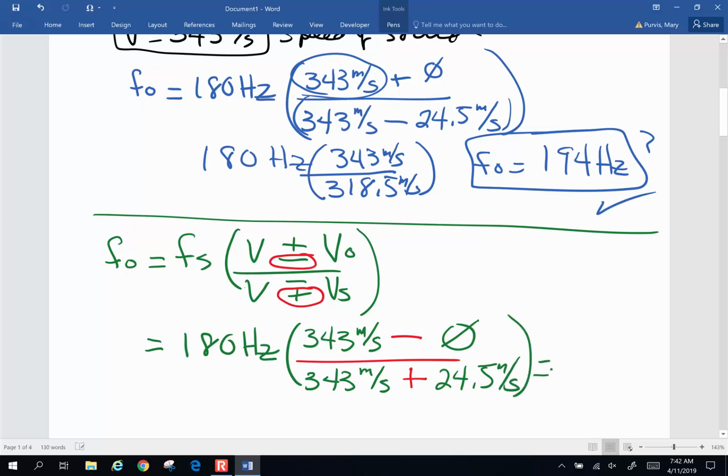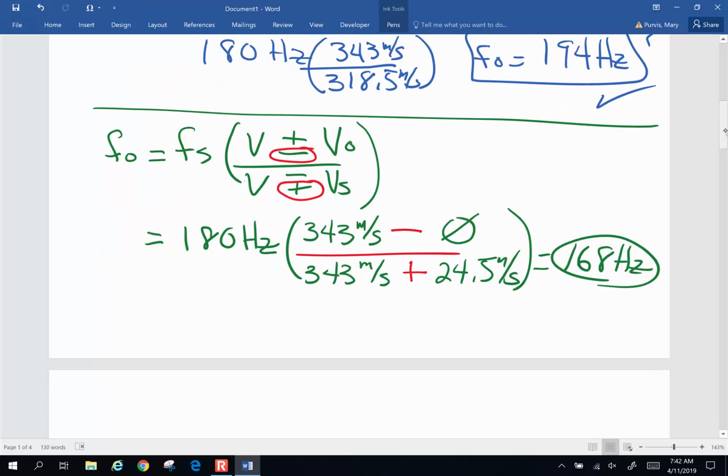And when I do all the lovely math, I end up with 168 hertz. And with Doppler, as I mentioned, always do a reality check. Does this make sense? Because the source is moving away, the frequency should be lower. And yes, 168 is lower than the standing still frequency of 180. So we're good. That's a good answer.